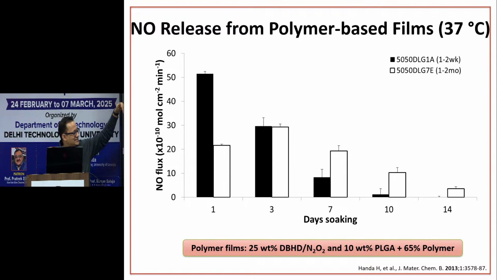But it's dying by day 10 because you released all your diazeniumdiolate very fast, NO release very fast, and it died quickly. But when we did 1 to 2 month PLGA, we had a more consistent release for a longer period of time. I don't remember now. Maybe we tried 1 to 2 year PLGA also, and maybe that was too slow and we couldn't see the effect of it.